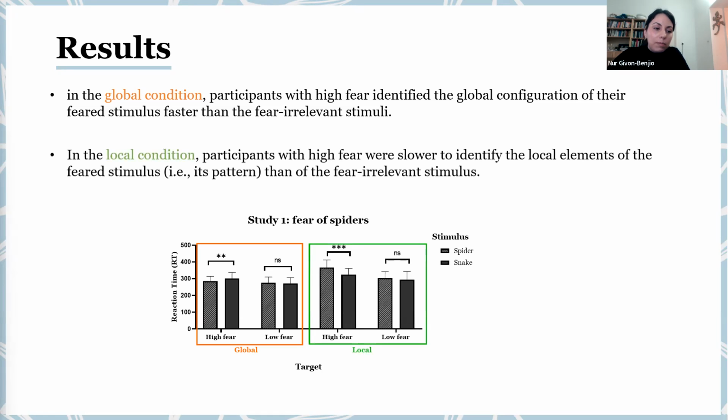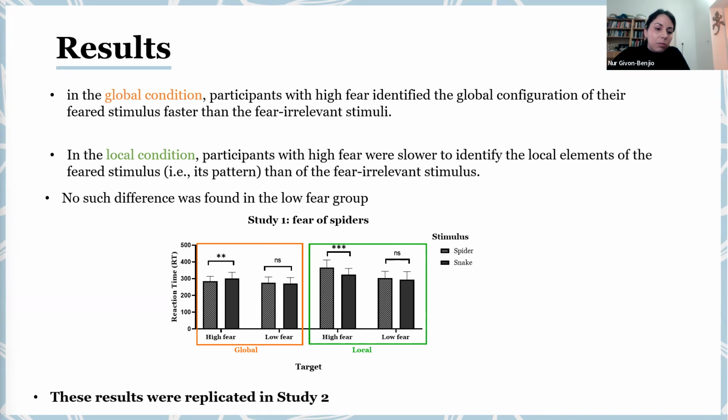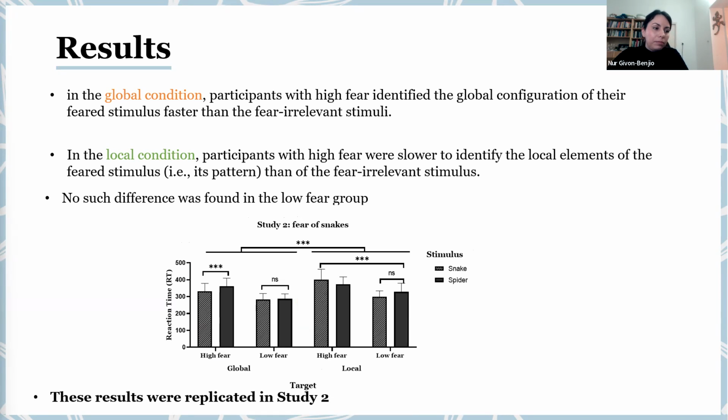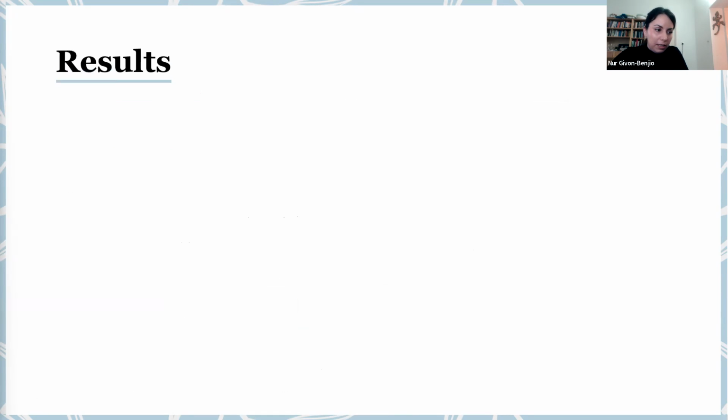In the local condition, participants with high fear were slower to identify the local elements of the feared stimulus, i.e. its pattern, than of the fear-irrelevant stimulus. That is, participants with high fear of spiders were slower to identify whether the spider had a pattern or not compared to a snake. Once again, no such difference was found in the low fear group, such that participants with low fear responded similarly to spiders and snakes. These results were replicated in study 2, but toward snakes.